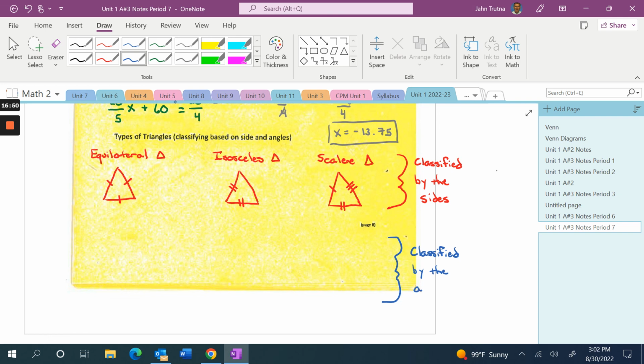So not only can you classify triangles by their sides, you could also classify them by what their angles look like. And I'm willing to bet most of you know the different types of triangles that are classified based on their angles. What are they? Yep, there's a right triangle, there's an acute triangle, and there's an obtuse triangle. Okay, so we have a right triangle, acute triangle, and obtuse triangle. All right, let's draw a picture of each one.